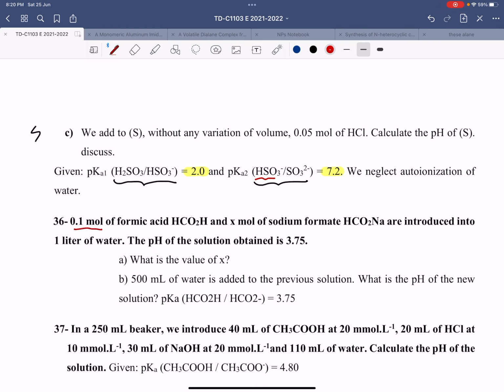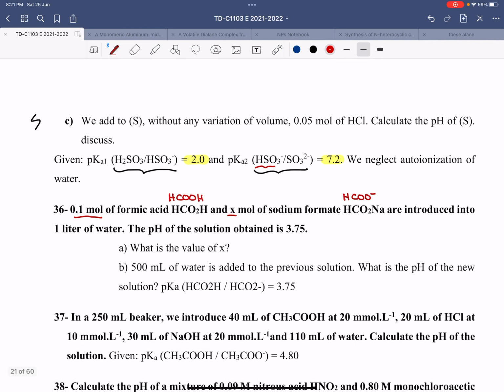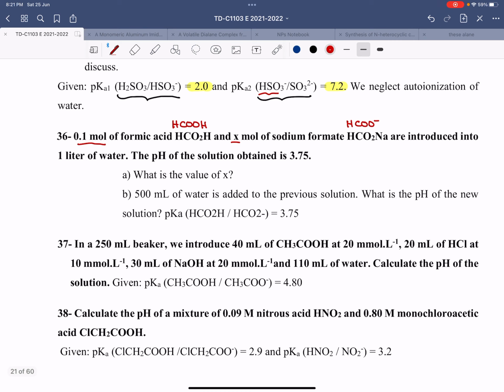Okay. You have 0.1 mole of formic acid, HCOOH, and X mole of sodium formate, the conjugate HCOO minus. Okay? Are introduced into 1 liter of H2O. Good, so 0.1 mole becomes 0.1 molar. The pH of the solution is 3.75. Find X.